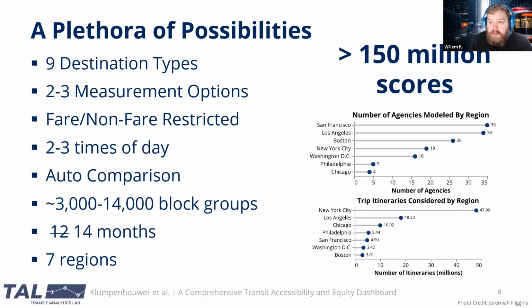Each of these regions is divided into block groups, which is sort of the analog-ish of dissemination areas in the United States Census. And so the regions we looked at had anywhere between 3,000 and 14,000 block groups. So you can imagine an origin destination matrix, right? It's going to be, at most, that squared.